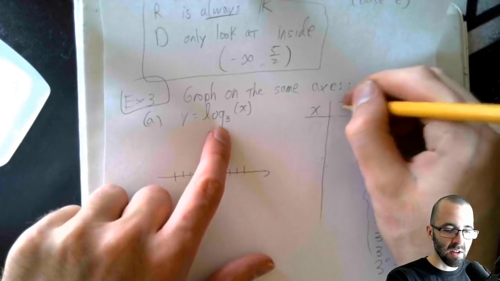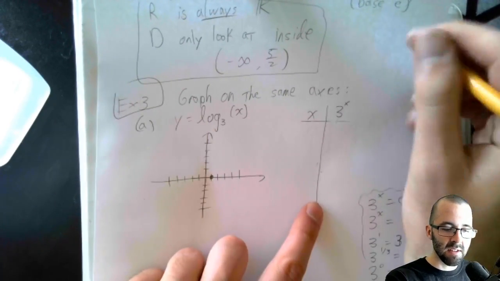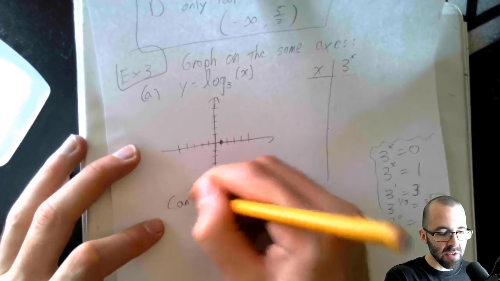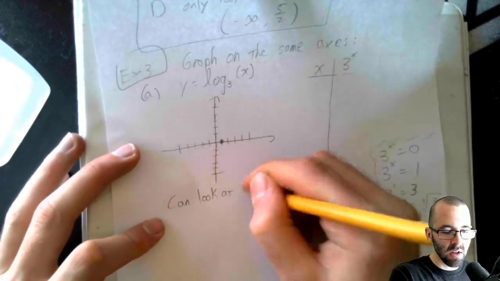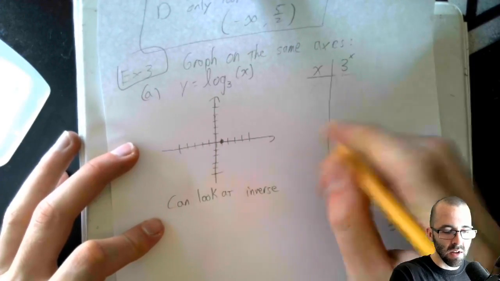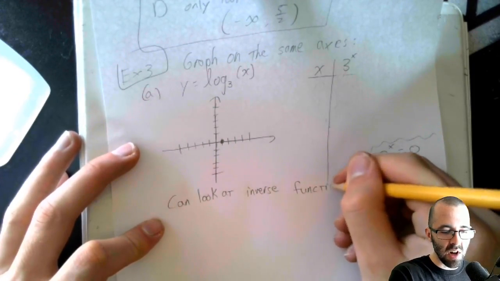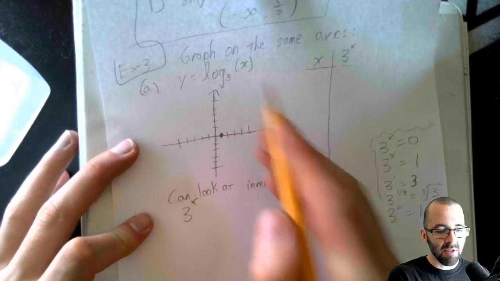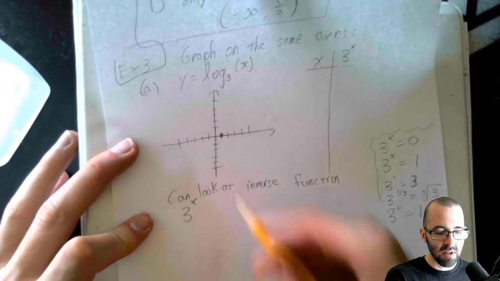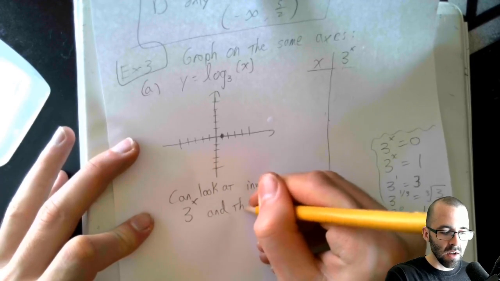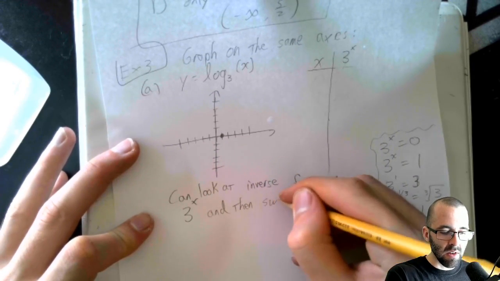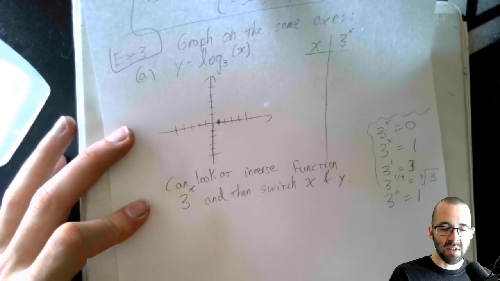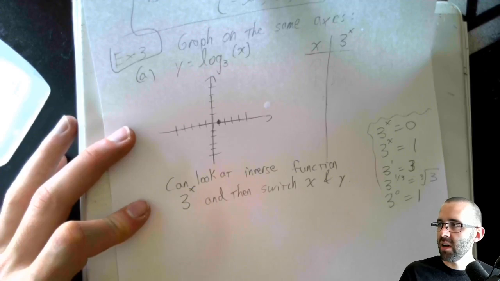What's the inverse function here? 3 to the x. What we can do is look at the inverse function. The inverse function of log base 3 is 3 to the x. Inverse of a logarithm is the exponential. We could just do this and then switch the x's and the y's like we did in example 1.